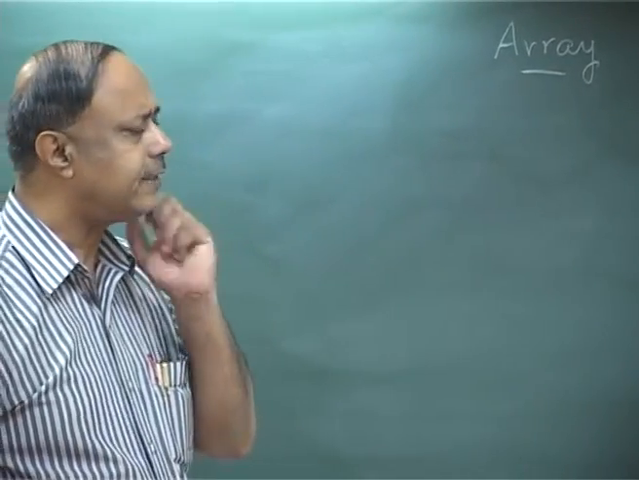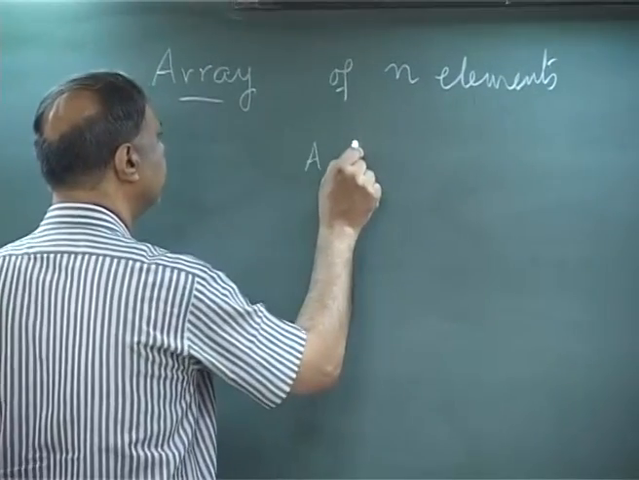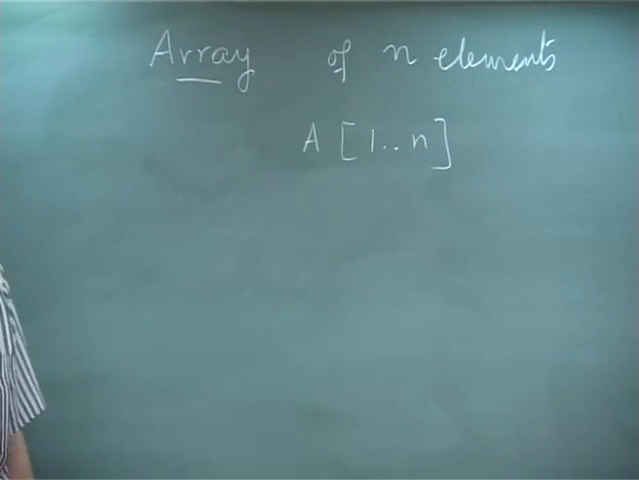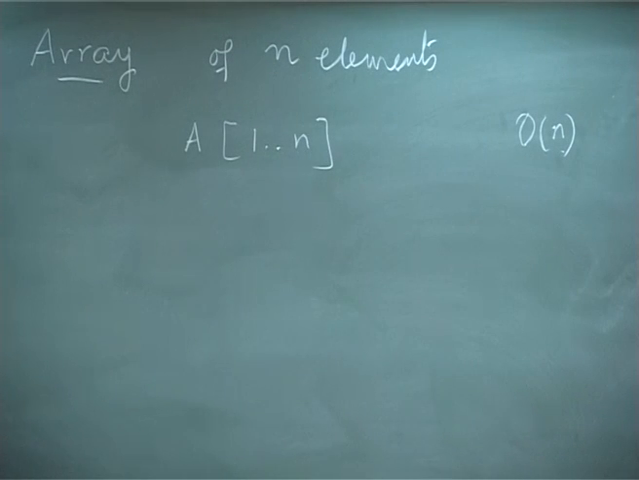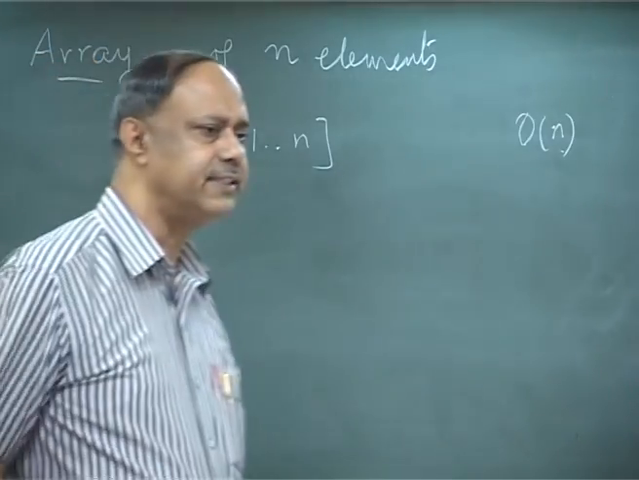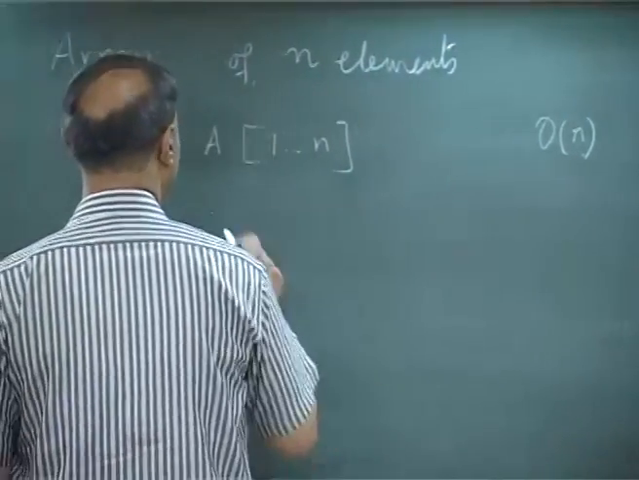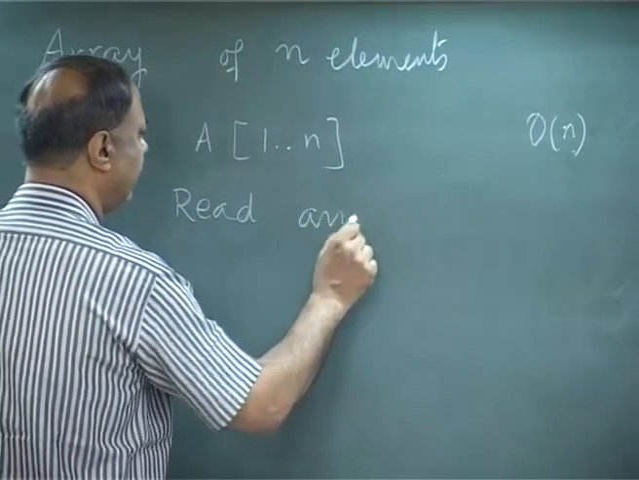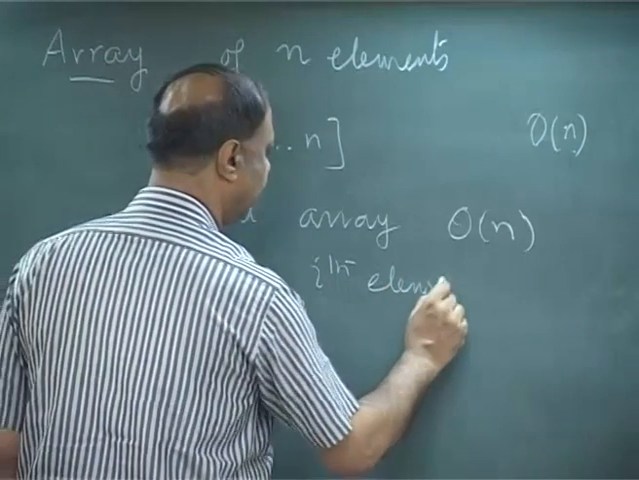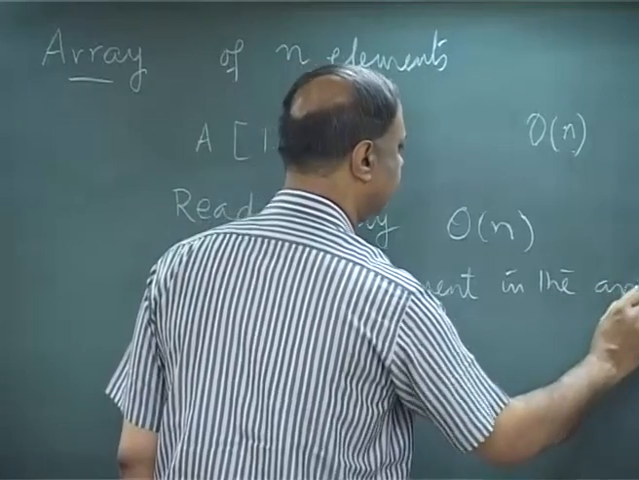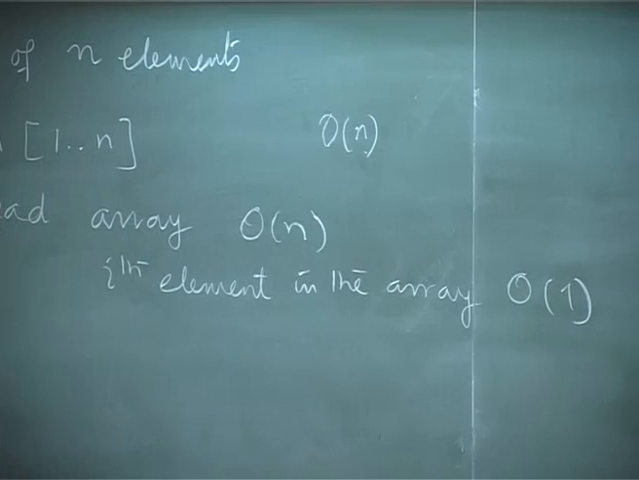Now the second thing is that let us try to perform certain operations on this array. Suppose I want to read the elements in the array, so you need to read all the elements one by one, and that takes order n time. Agree? Now once these array elements are read, then at any moment you can fetch the ith element in order 1 time. So reading the whole array takes order n time. Once it is read, reading the ith element in the array takes order 1 time.